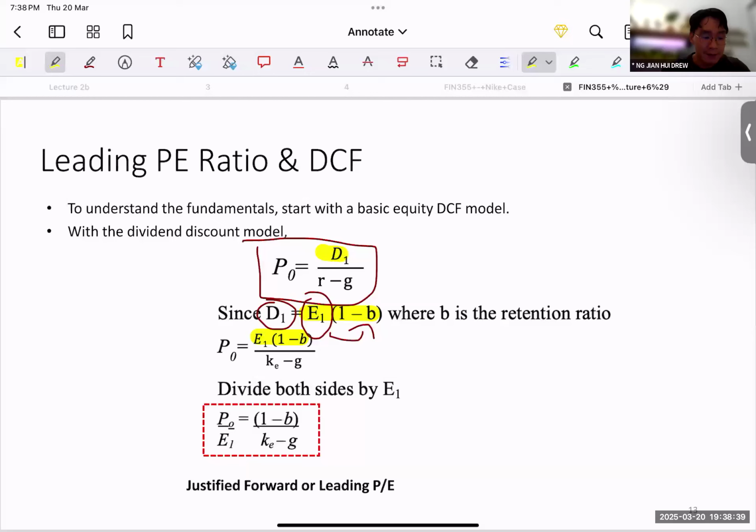After having this, we're going to divide both sides by E1. Dividing the left side by E1, the E1 on the right side basically just cancels out, so there's no more E1 here. So what do we get? The justified leading PE is given by 1 minus B divided by R minus G. This is your justified forward or leading PE.